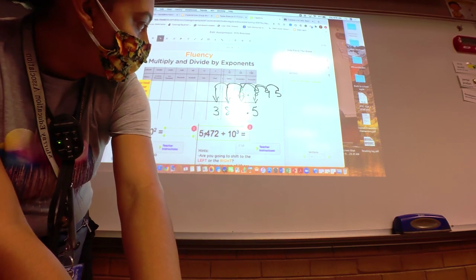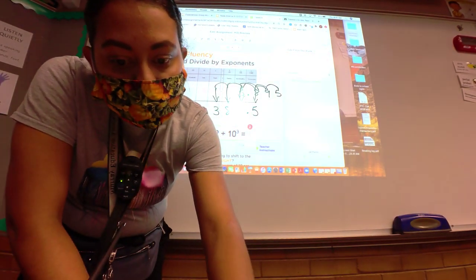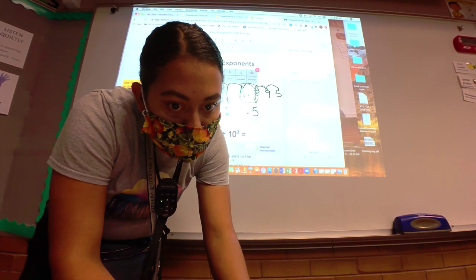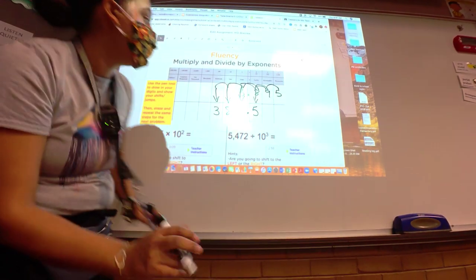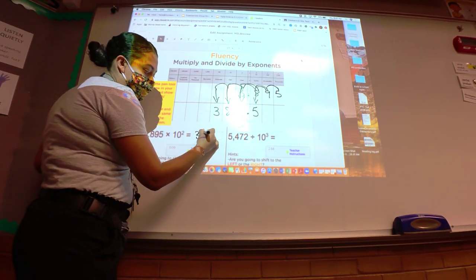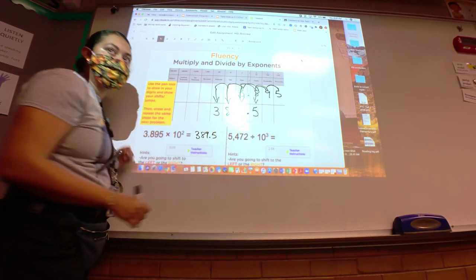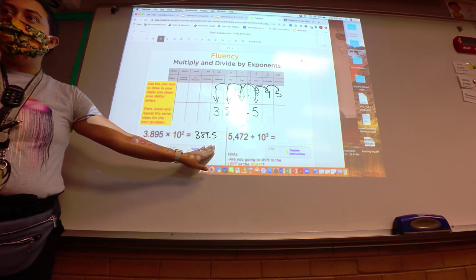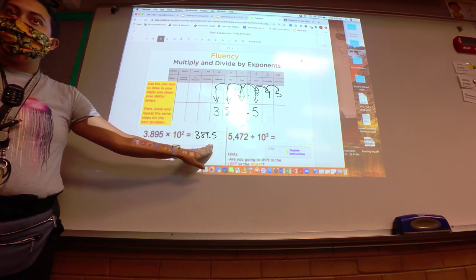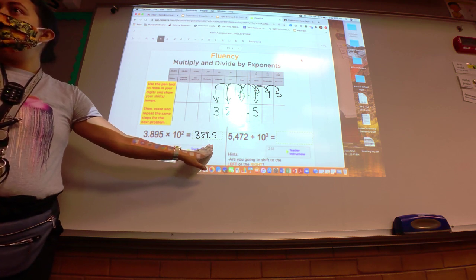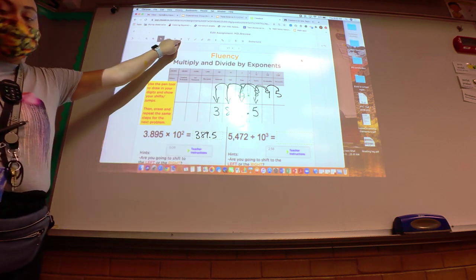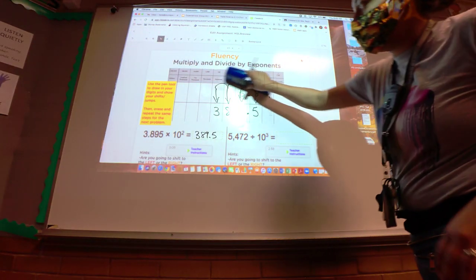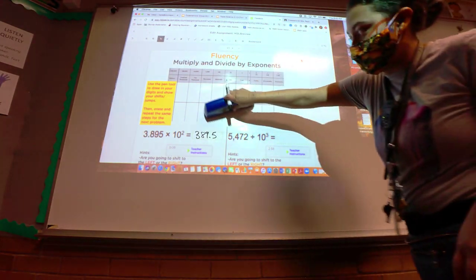Oh, that moved everything. 389 decimal. Oh, never mind. I cannot do that. So 389 and 5 tenths. Okay. Again, you got it? Then you're going to click on the erase tool so that you can erase the place value chart and use it for the next problem.